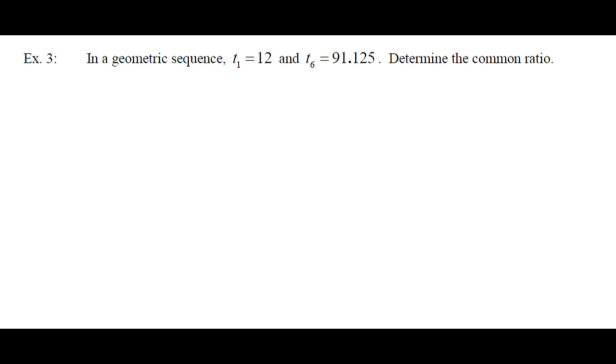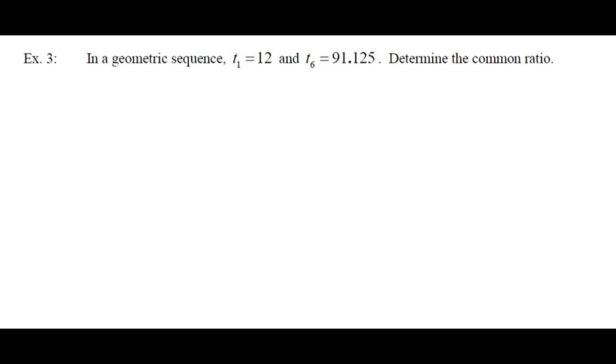There is a way to solve this using algebra, but you won't learn that until next year, right? There's a way to solve for that unknown exponent. Anyways, in a geometric sequence, T1 is 12 and T6 is 91.125. Determine the common ratio. Okay, so we're given T1 and T6, and we have to figure out R.